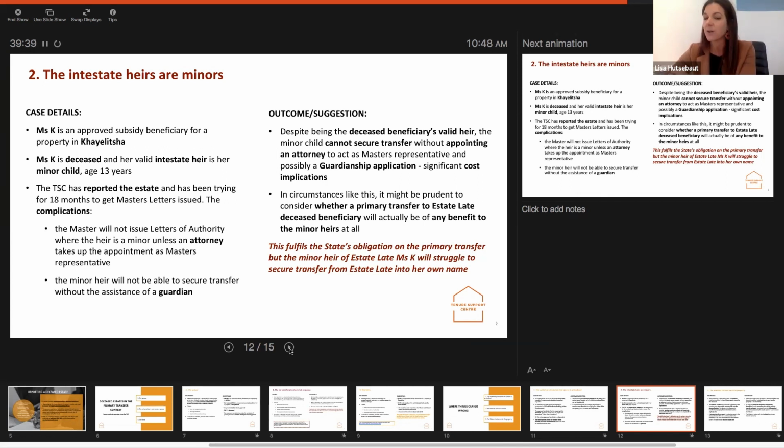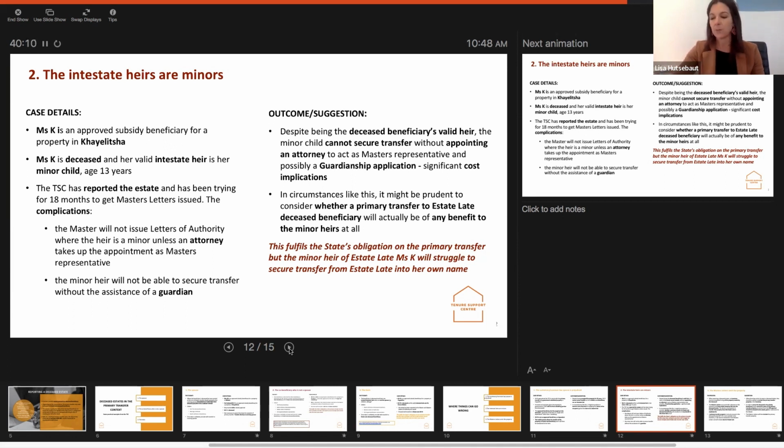So if that biological father cannot be found or is not willing to cooperate or doesn't even know that he has a child, you would need to actually bring a guardianship application. It's a high court application, so it's not a cheap process. And again, if the TSC was not accessible to the client, they would have to go to an attorney. They would have to pay the costs of a guardianship application, which is not an insignificant cost.